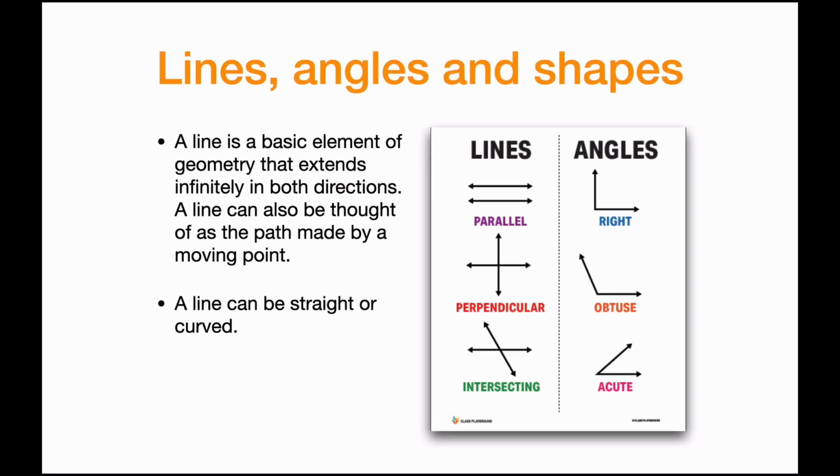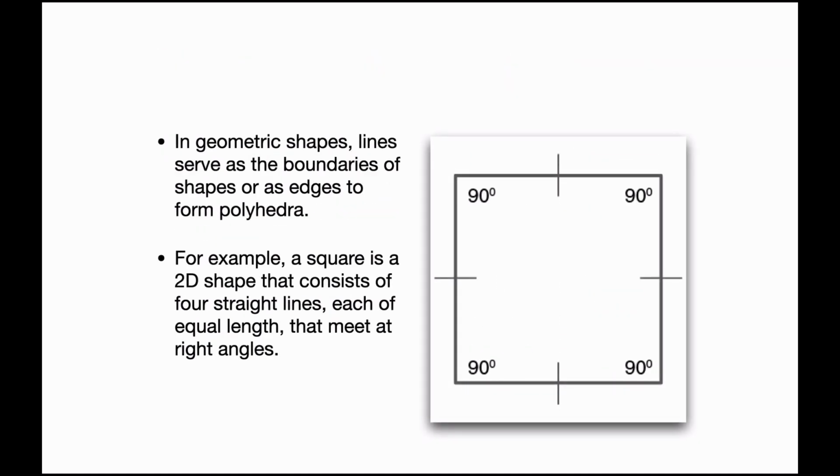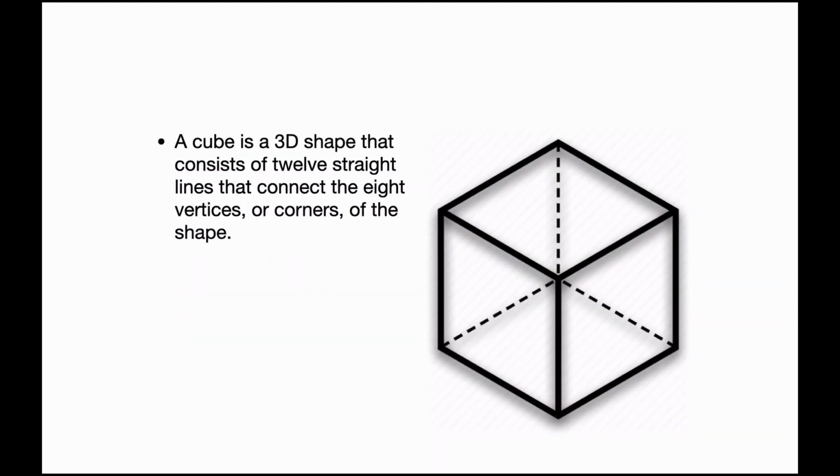Lines, angles and shapes. A line is a basic element of geometry that extends infinitely in both directions. A line can also be thought of as the path made by a moving point. A line can be straight or curved. In geometric shapes, lines serve as the boundaries of shapes or as edges to form polyhedra. For example, a square is a 2D shape that consists of 4 straight lines, each of equal length, that meet at right angles. A cube is a 3D shape that consists of 12 straight lines that connect the 8 vertices, or corners, of the shape.